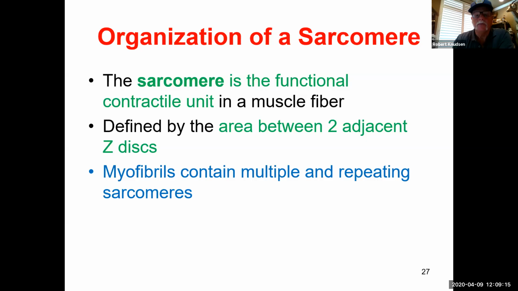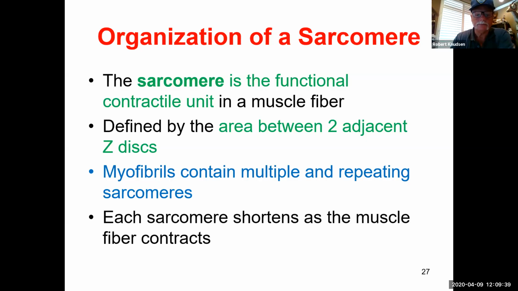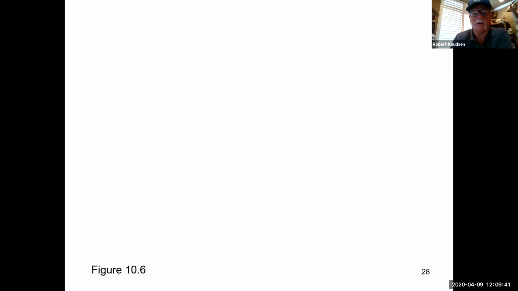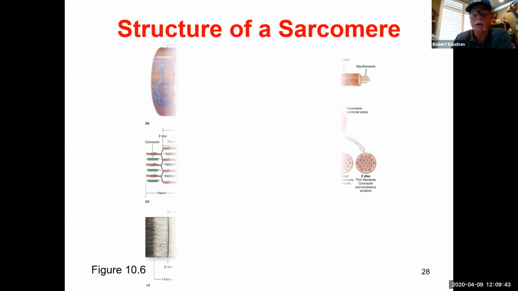And it says myofibrils, that's the stuff inside the muscle cell, are repeating sarcomeres. So you may have 25 or 35 or 45 sarcomeres head to toe, head to toe, head to toe in a muscle cell. Got it? It says when the sarcomere shortens, the muscle contracts. That's a no-brainer.